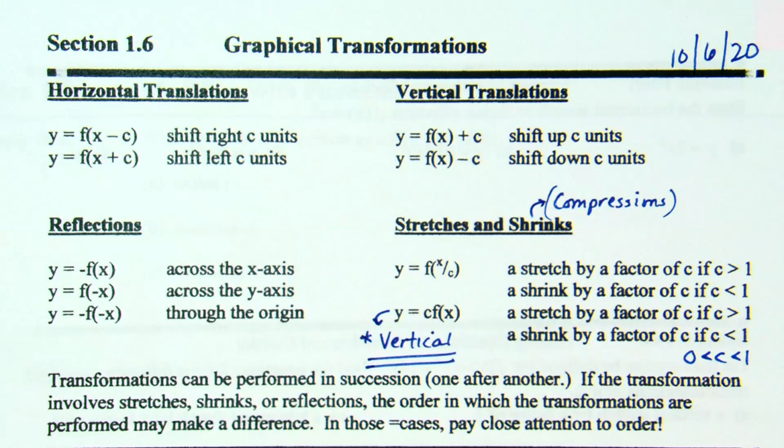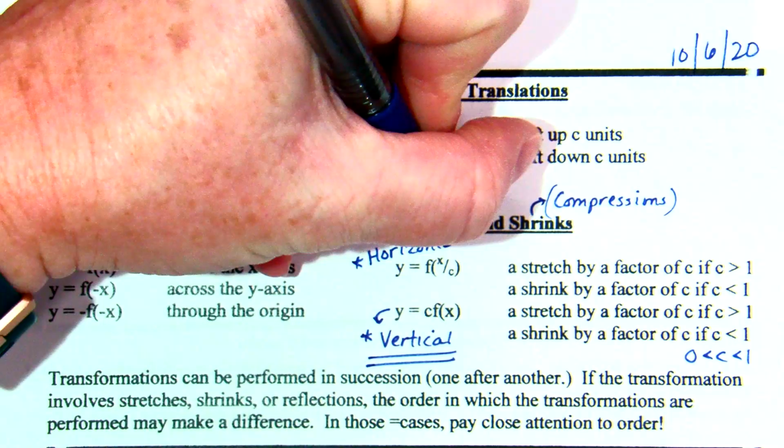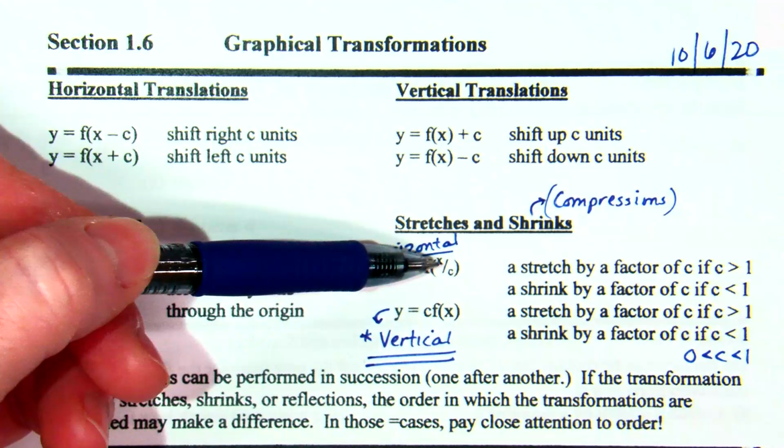Now, these are the ones we did last year, and these are the vertical. This right here are the vertical shrink and stretch. When we talk vertical, a vertical stretch means you're stretching it up. When it's a vertical shrink, it's going to push it down. This top part up here, y equals f of x over c, this is new. We didn't have stretches and shrinks in this form. And these are the horizontal stretches and shrinks.